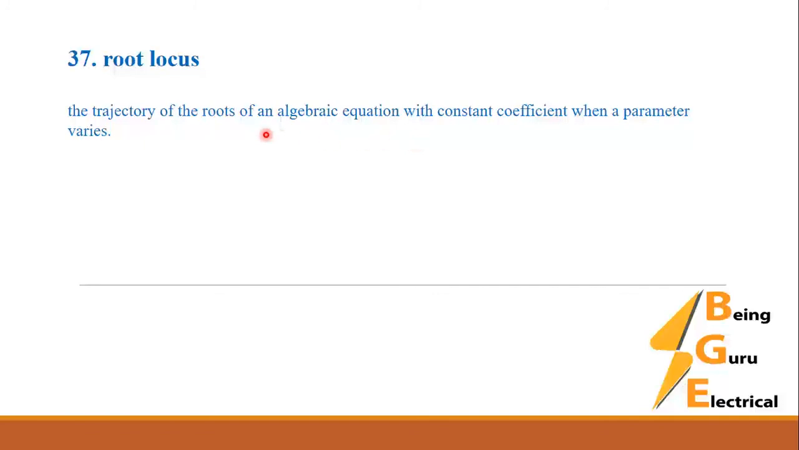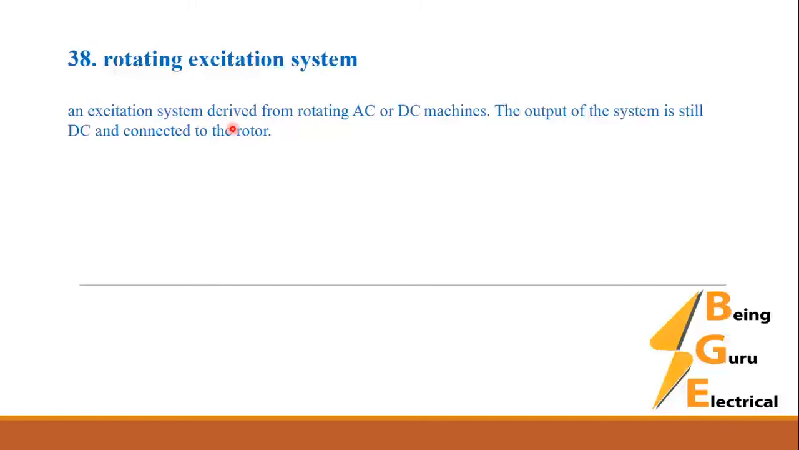Then root locus, it is related to control systems. The trajectory of the roots of an algebraic equation with constant coefficient when a parameter varies. So root locus can be defined as the trajectory of the roots of an algebraic equation with constant coefficient when a parameter varies.